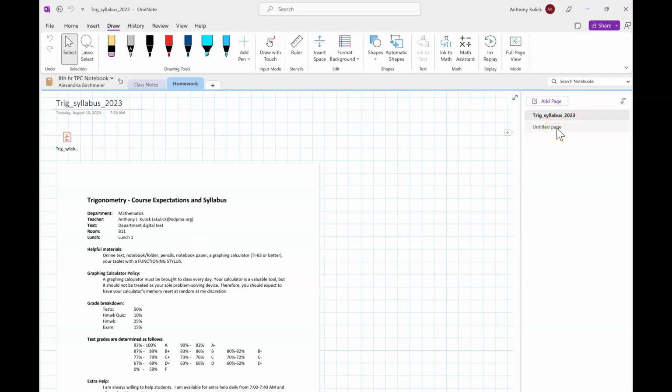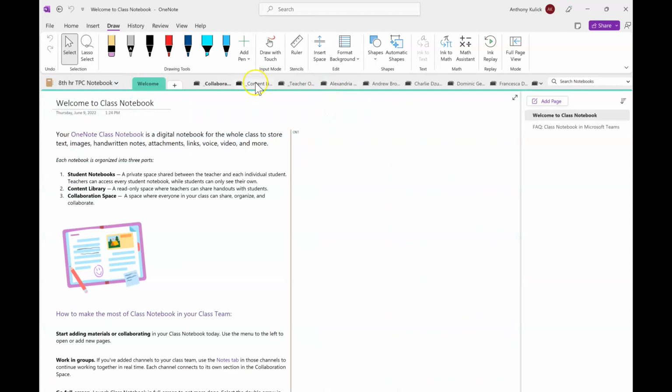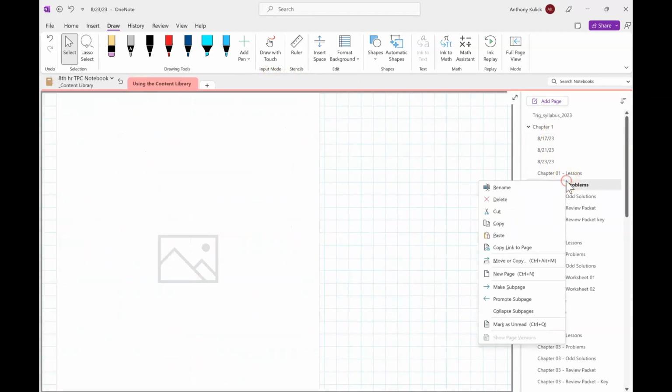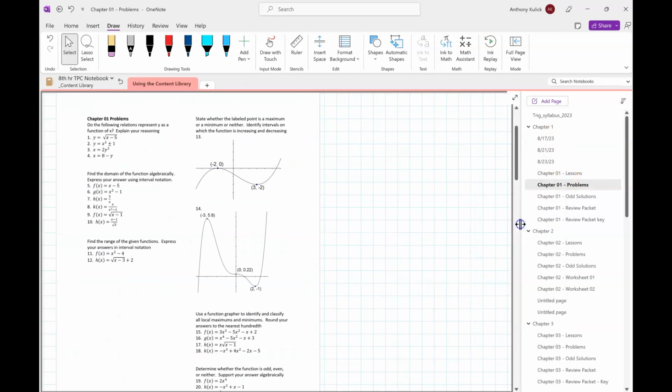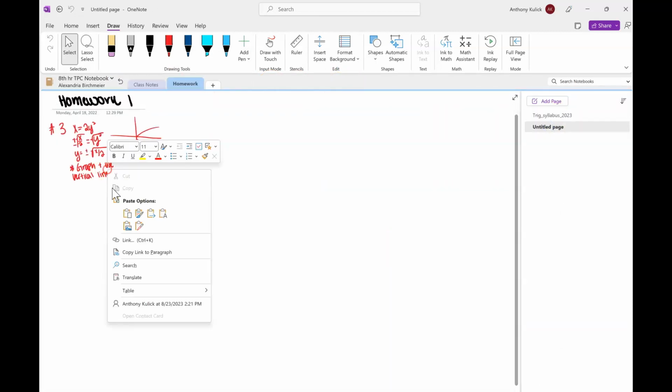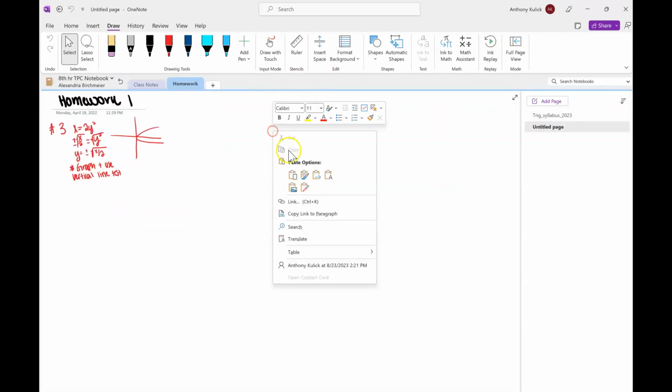If you're choosing to do that, that's great. You can always do that. You can always handwrite stuff into your OneNote as your homework. No problem. Everybody okay with that? If you're doing that, I would suggest you take the problem set from the content library and just copy that, and then go to your OneNote and just drop in the problems.